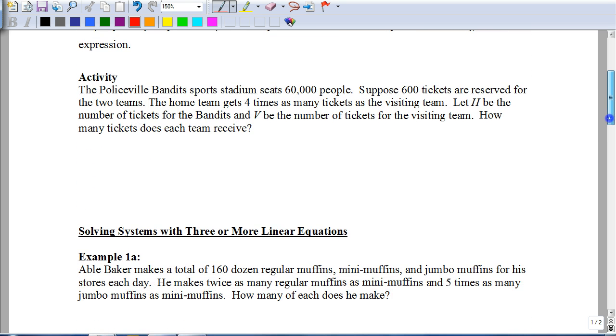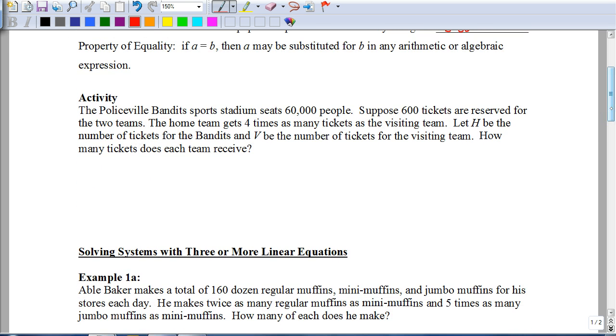Okay, so let's start by looking at a story problem. The Pleaseville Bandits Sports Stadium seats 60,000 people. Suppose 60 tickets are reserved for the two teams. The home team gets 4 times as many tickets as the visiting team. Let H be the number of tickets for the Bandits and V be the number of tickets for the visiting team. How many tickets does each team receive?